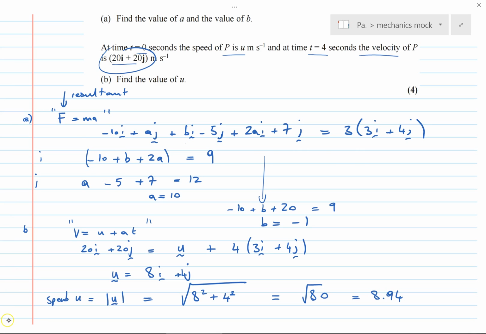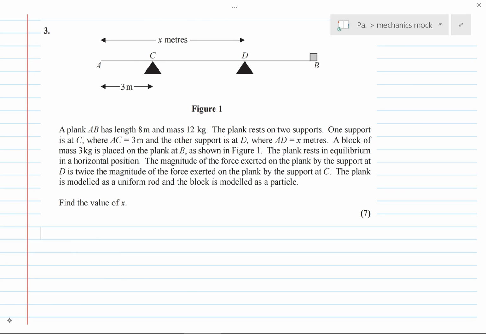Let's look at question 3. Okay, so question 3 is a question with a uniform rod. It's the first thing I look for with these moments questions. It's uniform. And it tells us all the distances apart from the position of this support D. It tells us some important things actually.